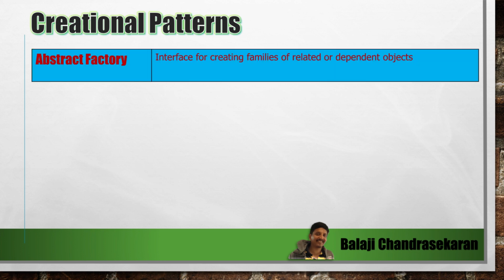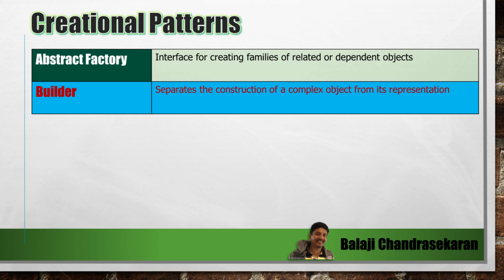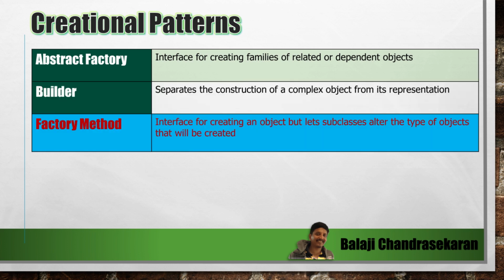Abstract factory pattern provides an interface for creating families of related or dependent objects without specifying their concrete classes. Builder pattern separates the construction of a complex object from its representation, allowing the same construction process to create different representations. Factory method pattern defines an interface for creating an object but lets subclasses alter the type of objects that will be created.